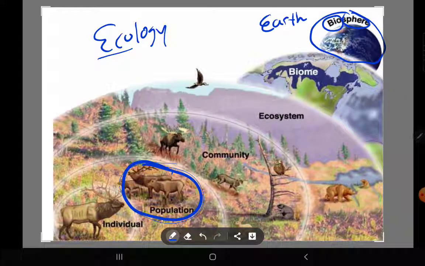Anyway, so this elk is a population, and we can look at things like its population density and try to predict how that might change. What might make that population go up, and what might make it go down? What predictions can we make, and how can we influence that population size?